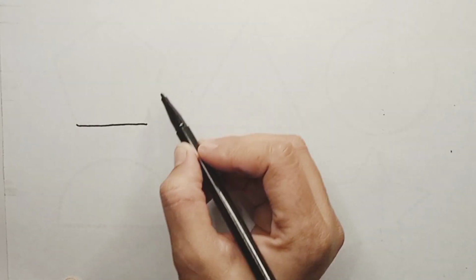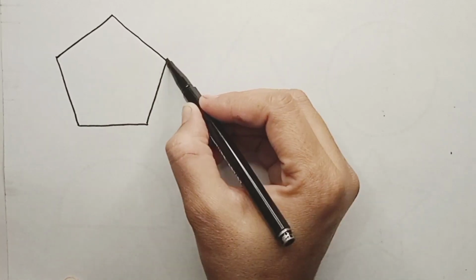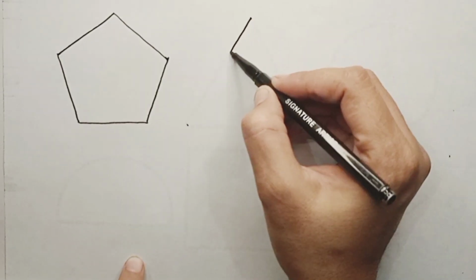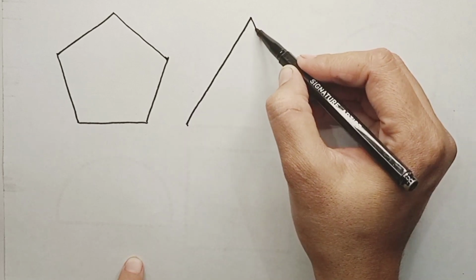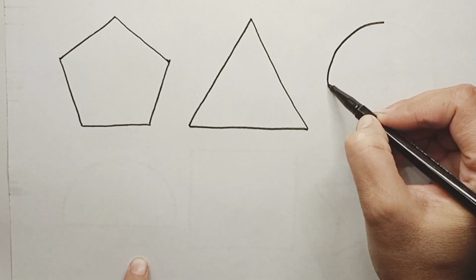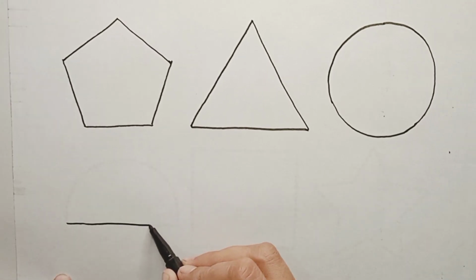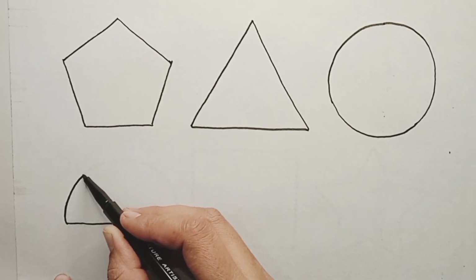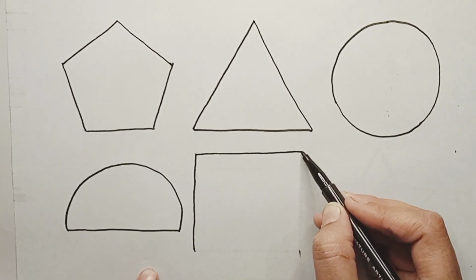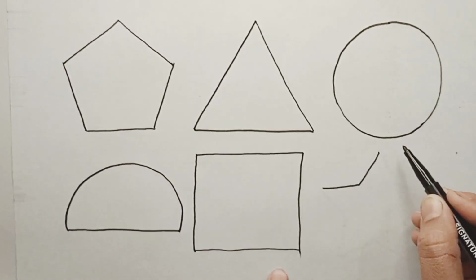First we draw here pentagon. Pentagon. Now we draw triangle. Now we draw here circle. Circle. Here we draw semicircle. This is square. Now we draw a shape of star.